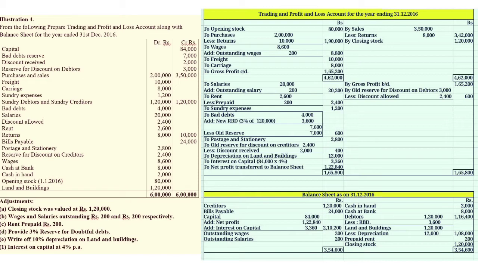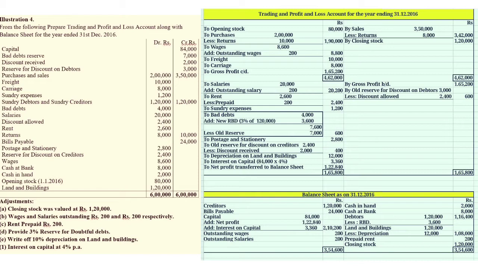But this year they have given 2,000 discount only for us. We maintained a reserve, how much? 2,400. We expected 2,400 but we received only 2,000. So the difference is lost for us. Actually we maintained 2,400, we are expecting 2,400 but we received only 2,000. The difference is lost for us. Okay. Depreciation on land and building 12,000.